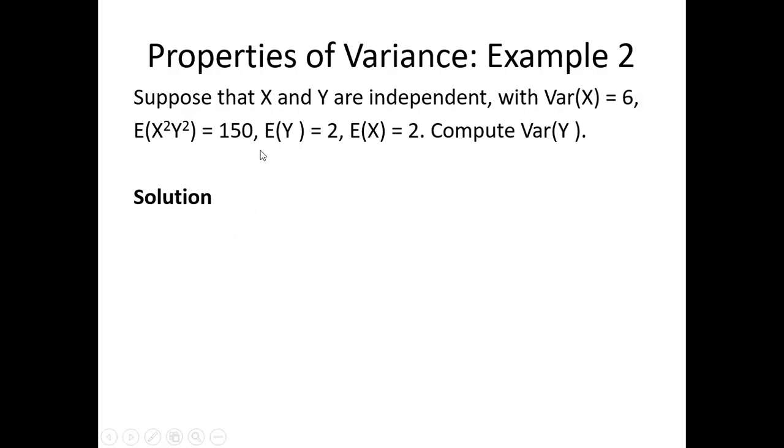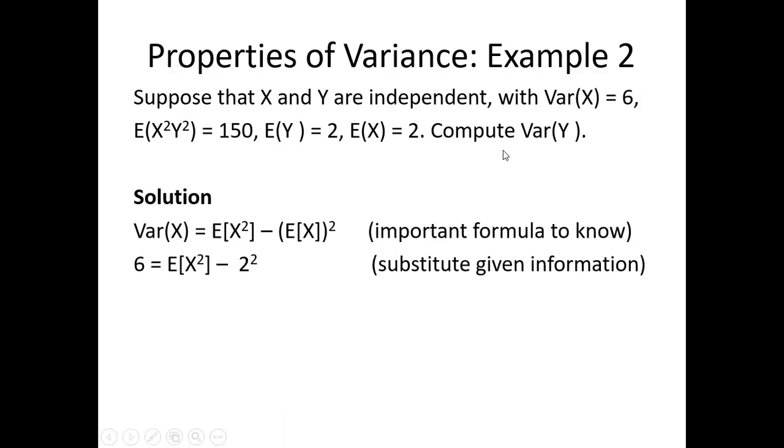Let's suppose x and y are independent, and I know a couple of things. I know the variance of x is 6, E of x squared y squared is 150, E of y is 2, E of x is 2, and I want the variance of y. So, how do we go about this?